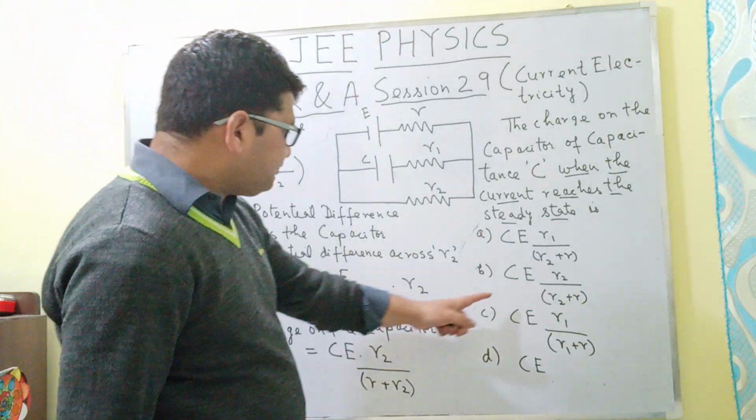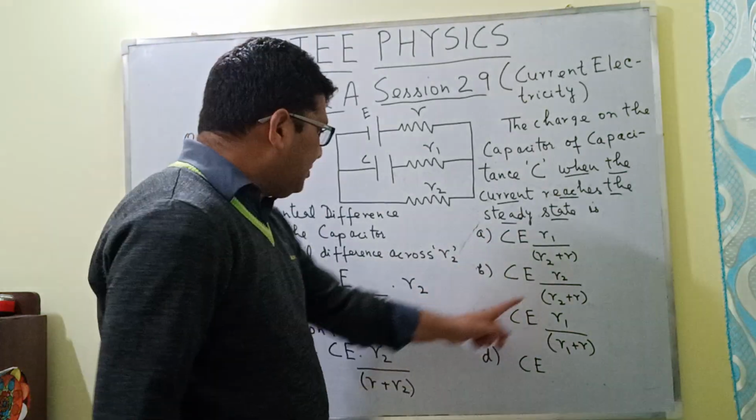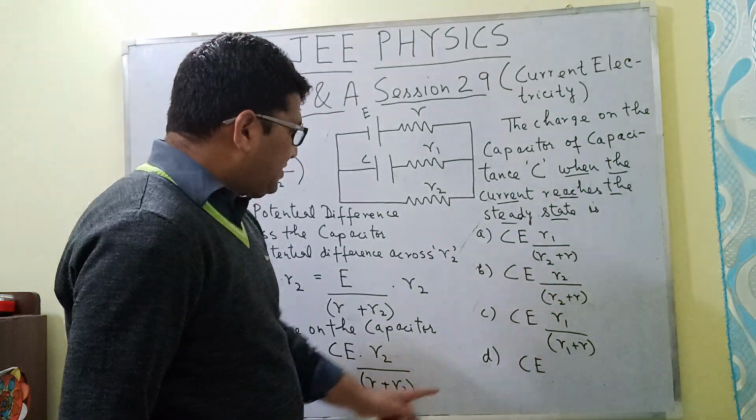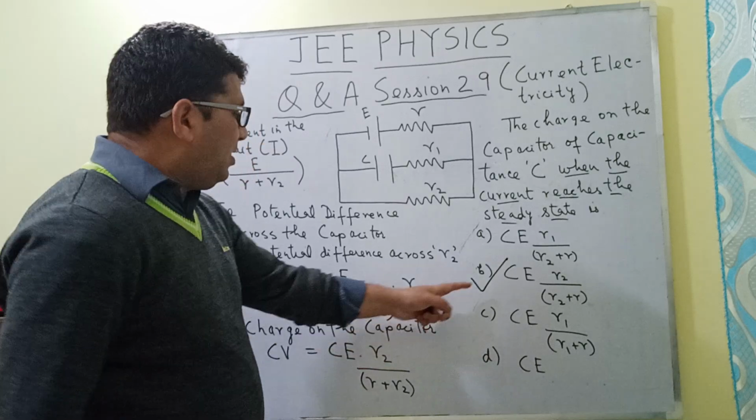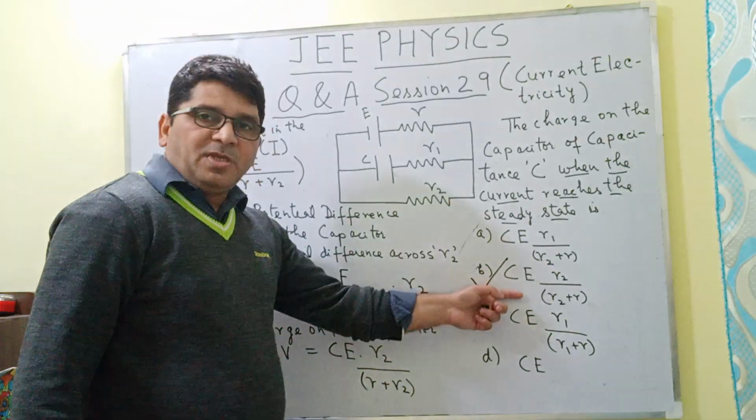So here, C E R2 divided by R plus R2. So this is the correct option. That is, option B is the correct answer.